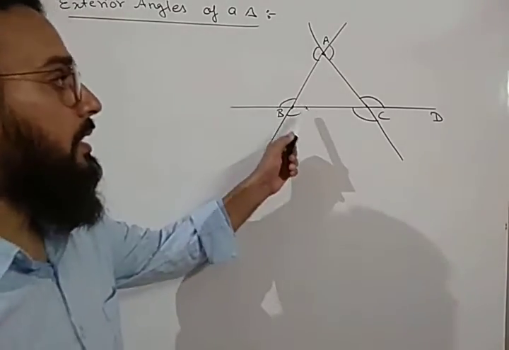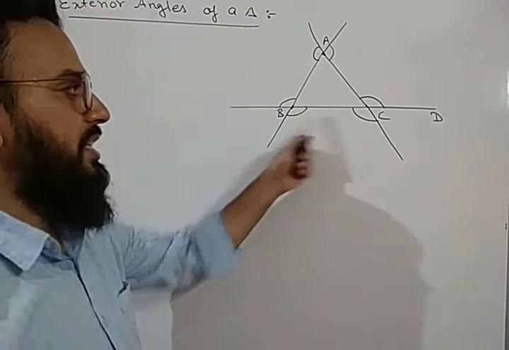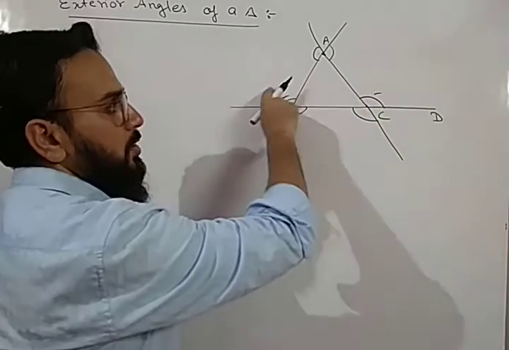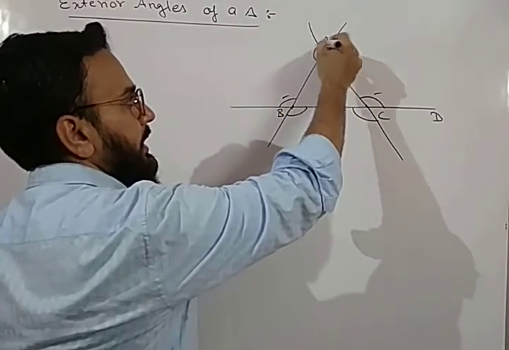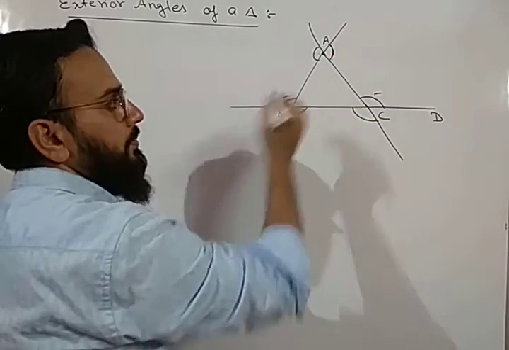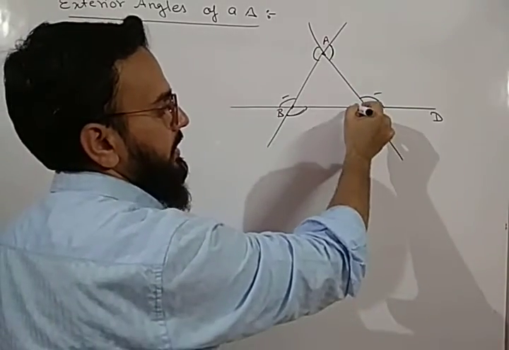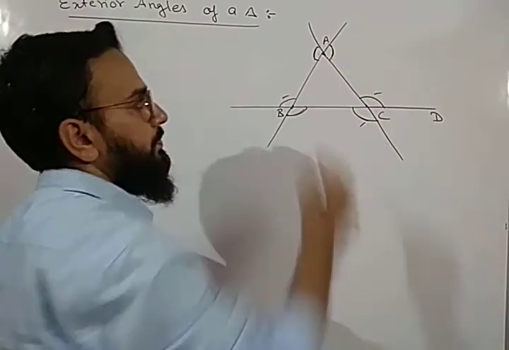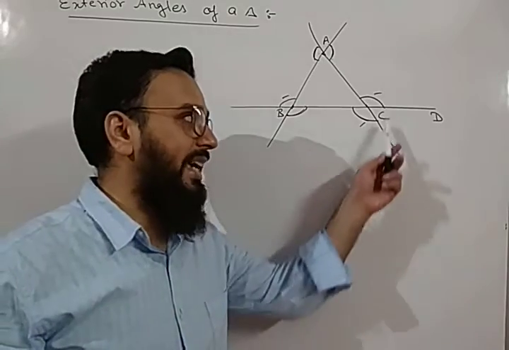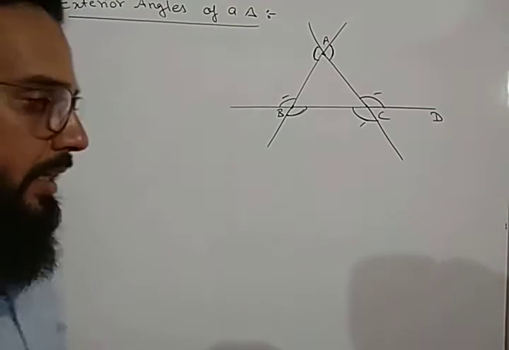By extending side BC to the right side, we are getting this angle. If we extend BC to the left side, we are getting this angle. By extending BC, we are getting these two angles. By extending AB, we are getting these two angles. First angle is this angle and second angle is this angle. Similarly, by extending AC, we are getting this one angle and another is this one. So whenever we extend any side of a triangle, then the angle formed by the extended side and the other side, that angle is called exterior angle of a triangle.